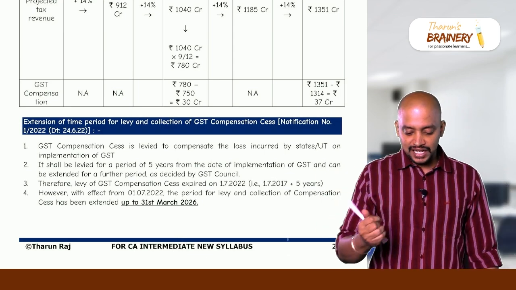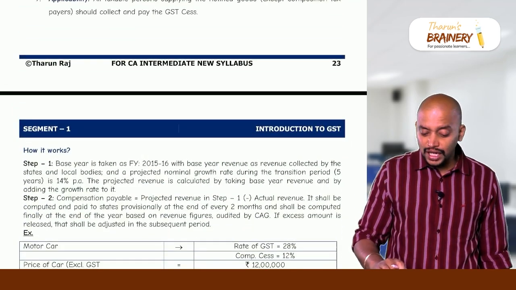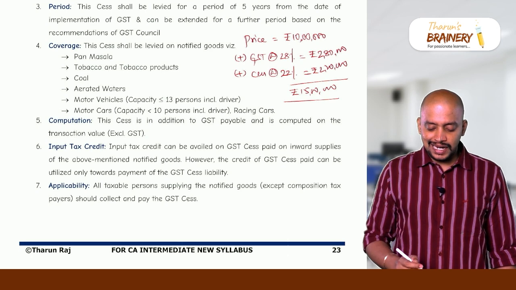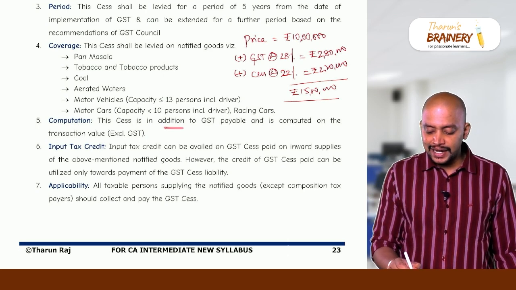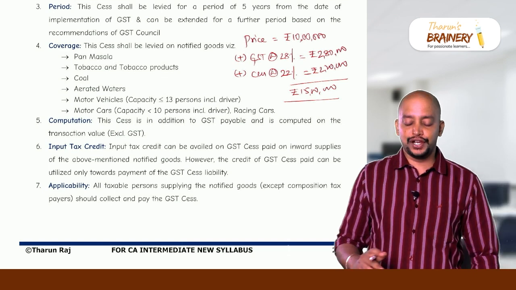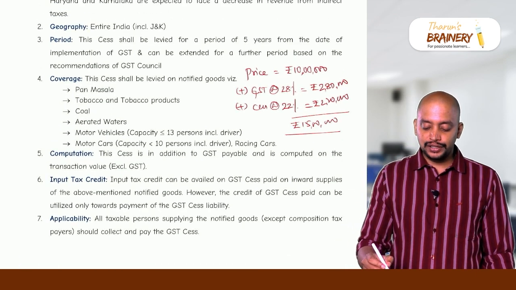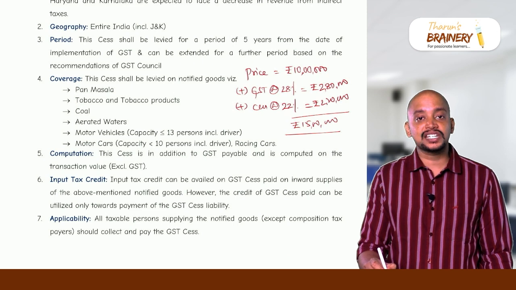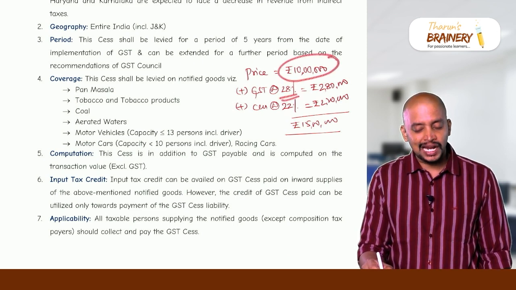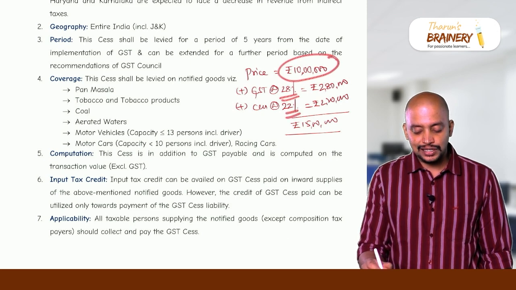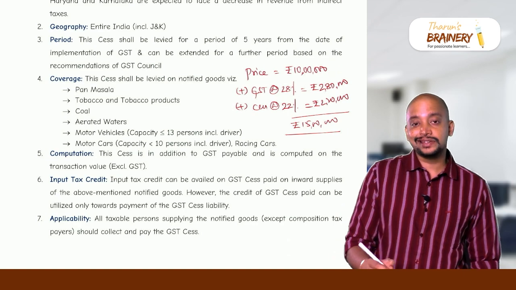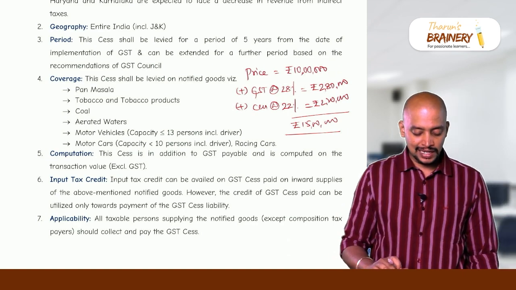Now, with respect to how the computation will be made: this cess is in addition to GST payable and is computed on the transaction value excluding GST, as I already told you. While computing compensation cess, we will not add GST. GST is computed on 10 lakhs and compensation cess is also computed on 10 lakhs.